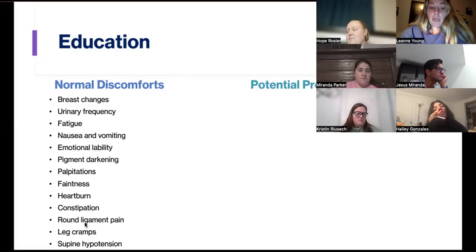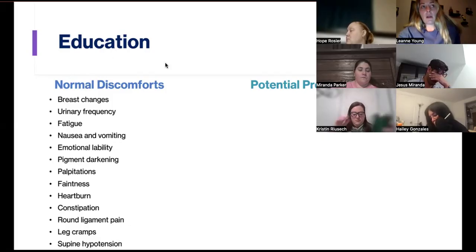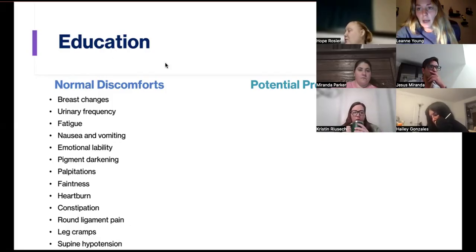Big ones here like supine hypotension. If a mom says, I keep laying down and I will pass out, or I go to stand up and I get super dizzy, that does not necessarily mean she has blood pressure issues. That's just because, like what we talked about, supine hypotension can happen in pregnancy and that's not completely abnormal.